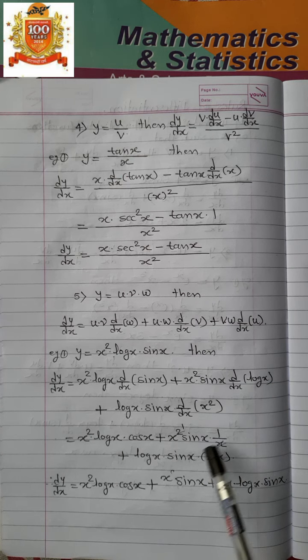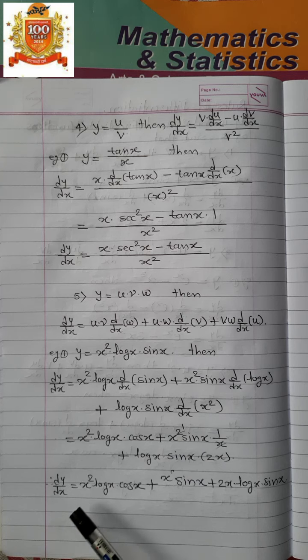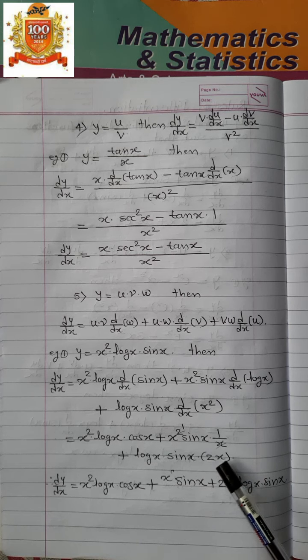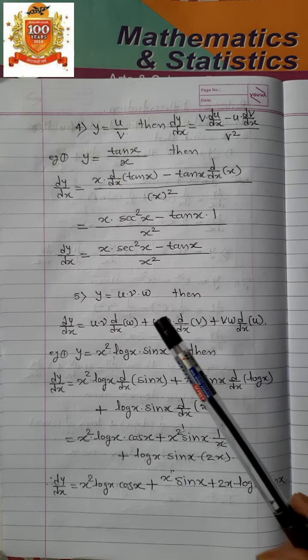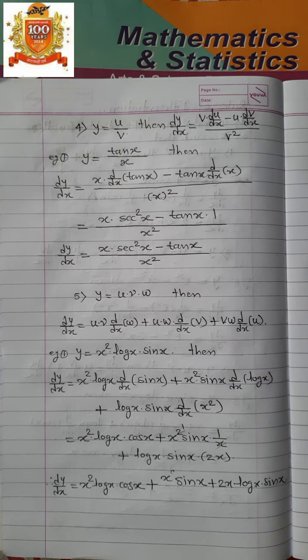Do cancellation, x into 1 upon x is 1, x square by x is x. Here only one x will remain. So dy by dx is equal to x square into log x into cos x plus x into sin x plus 2x into log x into sin x. In this way we can find the derivative of product of three functions also, isn't it? Remaining derivatives of some standard composite functions we will see in the coming video.